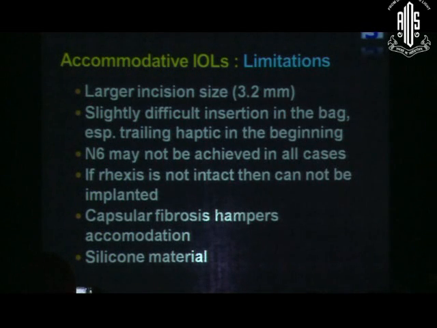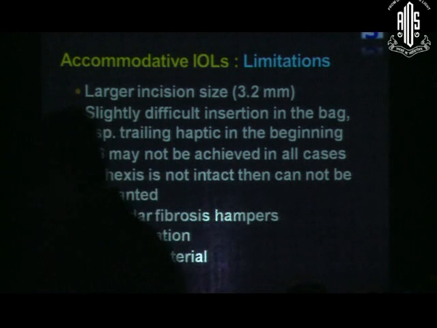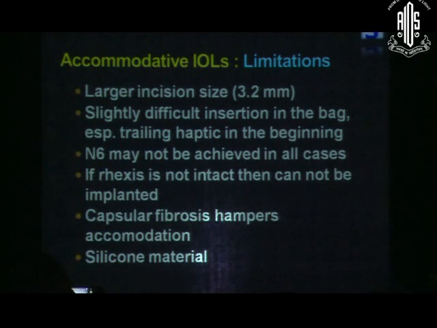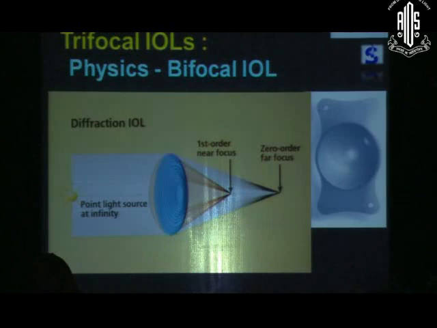However, you need to have a larger incision. The incision is slightly difficult for beginners, and 6 mm may not be achieved in all cases. And if the capsular bag is not intact, then you cannot implant. And over a period of time, when fibrosis of the capsule occurs, it hampers accommodation. And it is a silicone material, so in certain conditions, particularly with retinal disorders, it's not advisable.